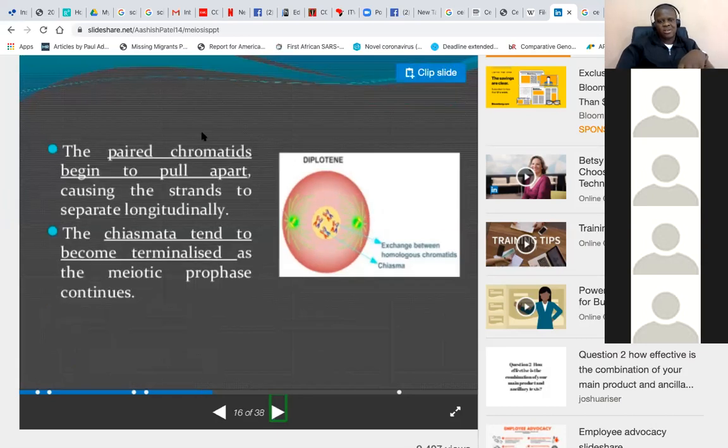When the pairs begin to be pulled apart, there is longitudinal separation, and the attachment that is holding them together begins to weaken. It is no longer strong, and it is easier for them to break apart.